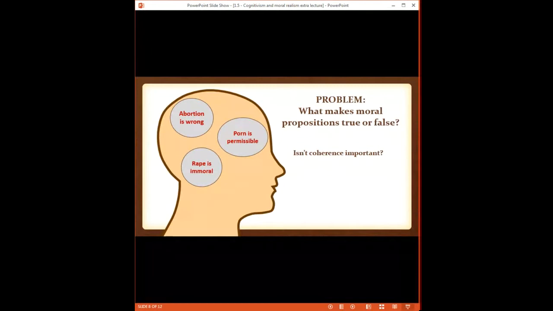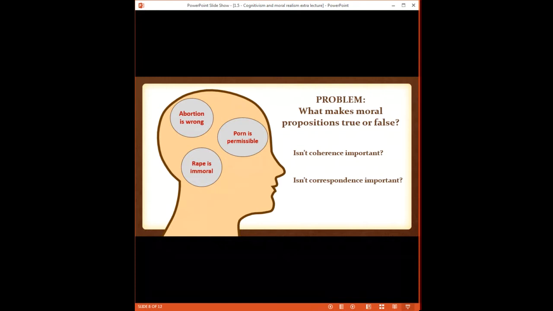What makes moral propositions true or false? Things like rape is immoral, or abortion is wrong, or pornography is permissible, or the opposite of these claims, right? Is it coherence that is important when it comes to me?